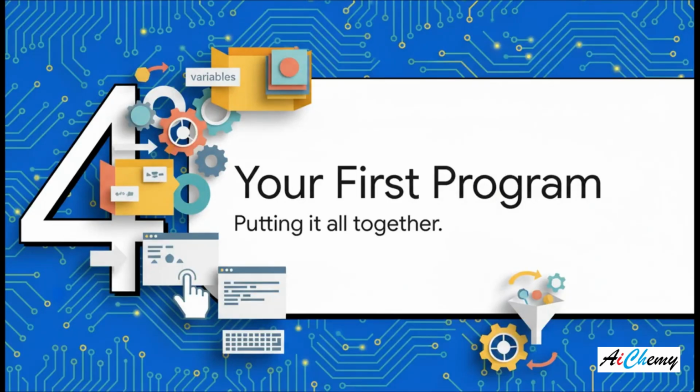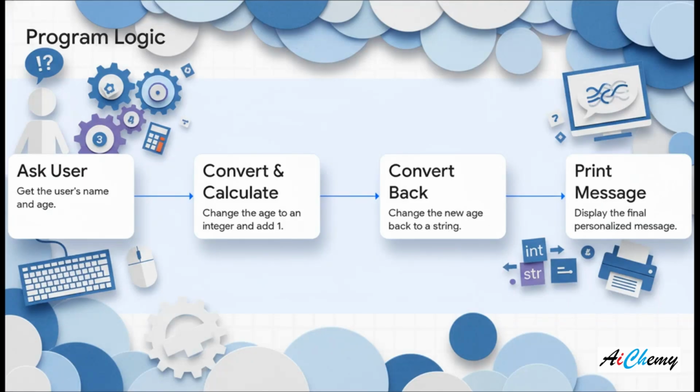Okay, time to put it all together. We've learned about variables, data types, getting user input, and even how to fix that tricky typecasting problem. Let's combine all of that and build a complete, genuinely useful program from scratch. All right, here's the step-by-step logic. First, we'll ask for their name. Then, their age. Now, here's the key part. We immediately convert that age to an integer so we can add 1 to it.